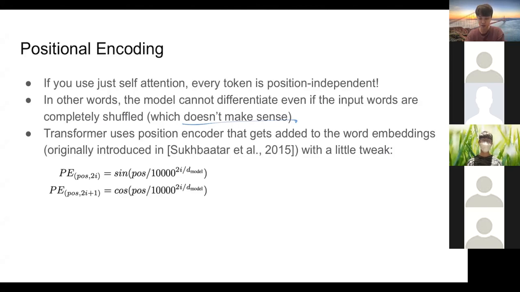Like if you say A loves B, that's different from B loving A, right? But that would be exactly the same from the model's perspective if you cannot make the token position dependent. So in order to make each token position dependent, the transformer uses a position encoding that gets added to the word embedding. Actually, this was originally introduced in Sukhbaatar et al. 2015, which is about memory networks.